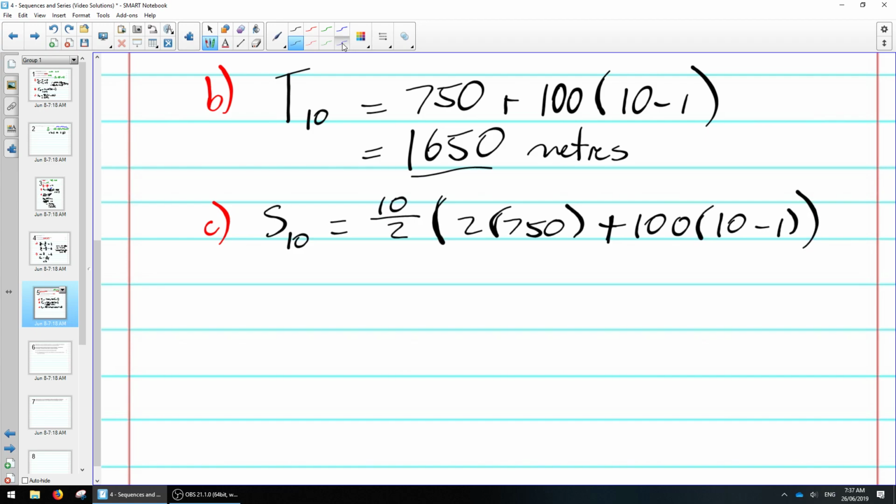So remember, this is 2 times A. That's your D, and that's n minus 1. So putting all those numbers in, you get 12,000. Remember, that's not saying that on the 10th day she swam 12 kilometers, 12,000 meters. What it's saying is that by the 10th day she swam that in total. So you add up all the distances she swam in those days.